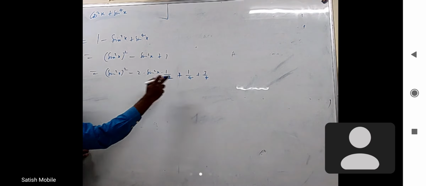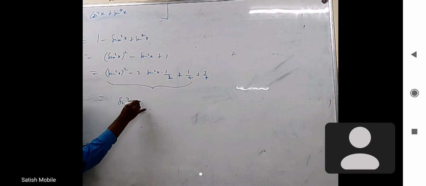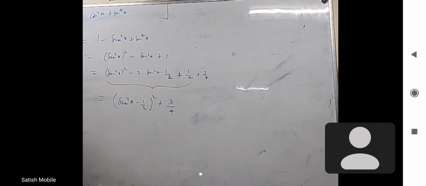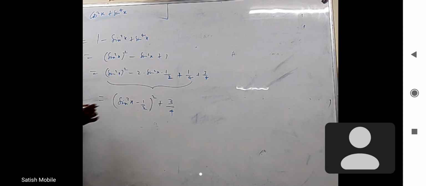Now this together is a perfect square, which is (sin square x minus 1 by 2) whole square plus 3 by 4. Now something whole square, the minimum value is 0. A square of something cannot be negative. It can be 0 or positive, so minimum is 0. When you add 3 by 4, minimum will be 3 by 4. Sin square x is always between 0 to 1. When you subtract 1 by 2, it will be between minus 1 by 2 to 1 by 2. If you take anything between minus 1 by 2 to 1 by 2 and square it, what will come? It will be between what to what?